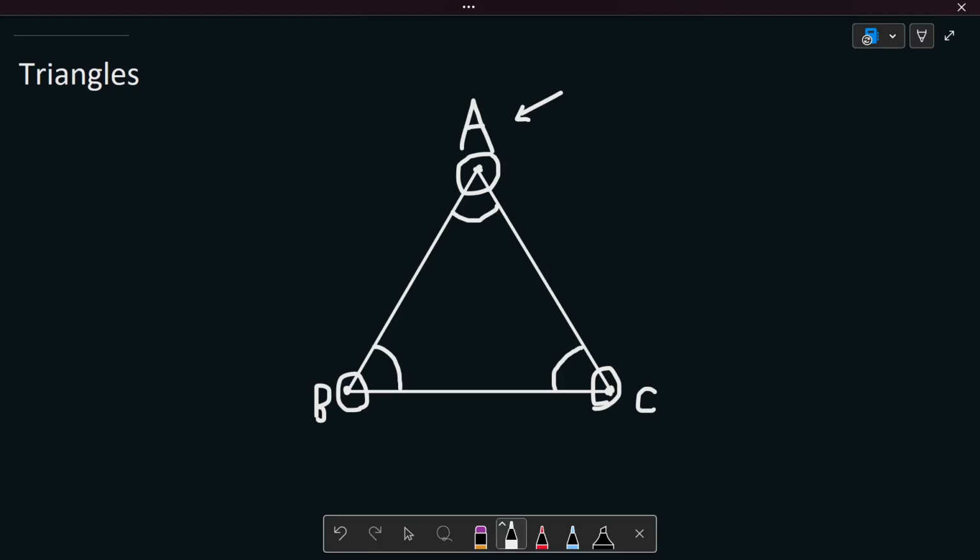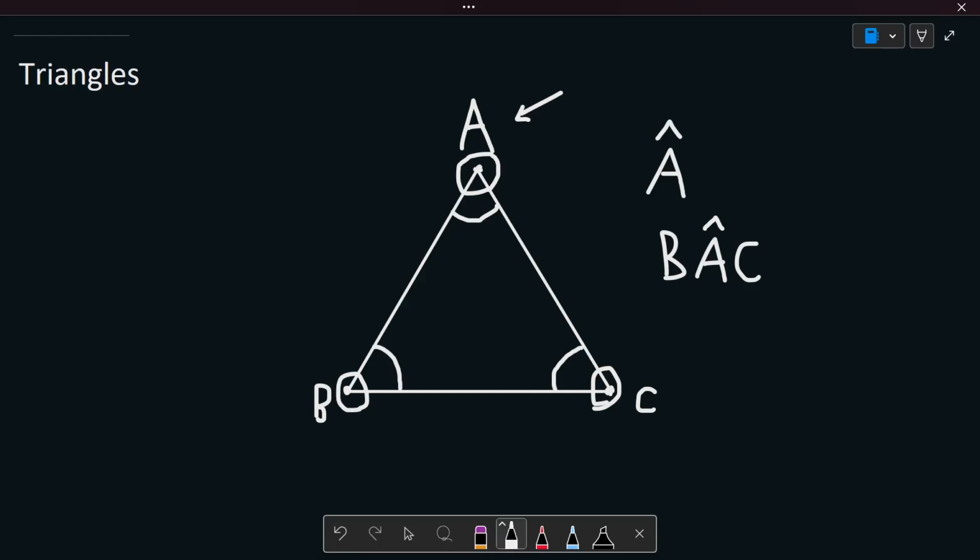We can represent it as A with a hat on top of it. Now, the A with the hat on top of it, the hat on top just means we are working with that specific angle. And if you want to name it, we can actually name it in another way. We can say B, A, C. And take note, we have to have the hat in the middle.